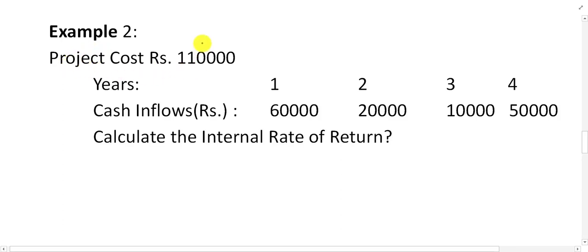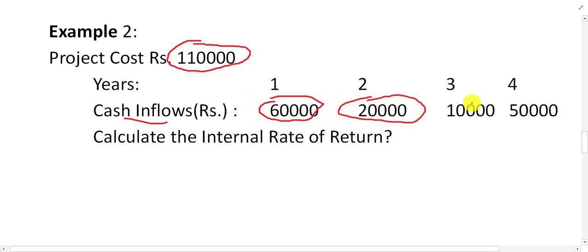Example number 2, internal rate of return. In this example, the cost of the project is 1,10,000, and this is the information regarding the inflows. Year 1, year 2, year 3, and year 4. Inflow for year 1 is 60,000, for year 2 is 20,000, for year 3 is 10,000, and for year 4 is 50,000. Calculate the internal rate of return.